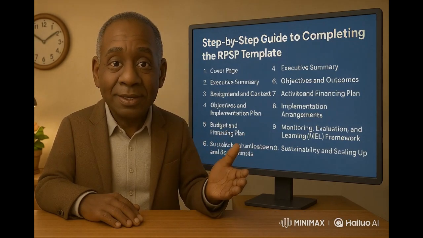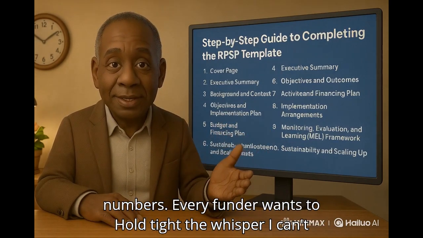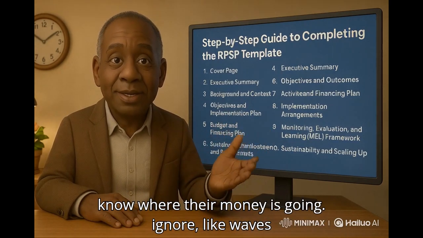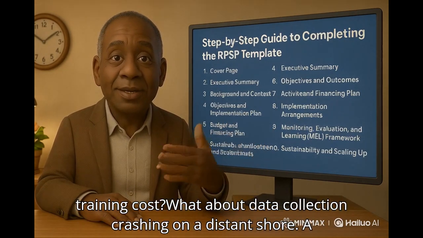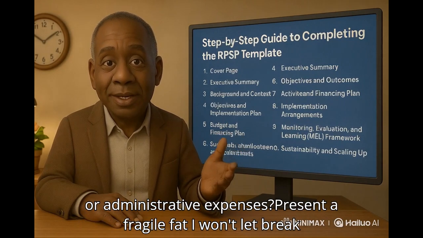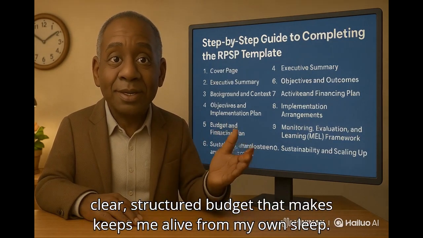Step 6. Budget and financing. Show me the numbers. Every funder wants to know where their money is going. Break down your costs. How much will training cost? What about data collection or administrative expenses? Present a clear, structured budget that makes sense.